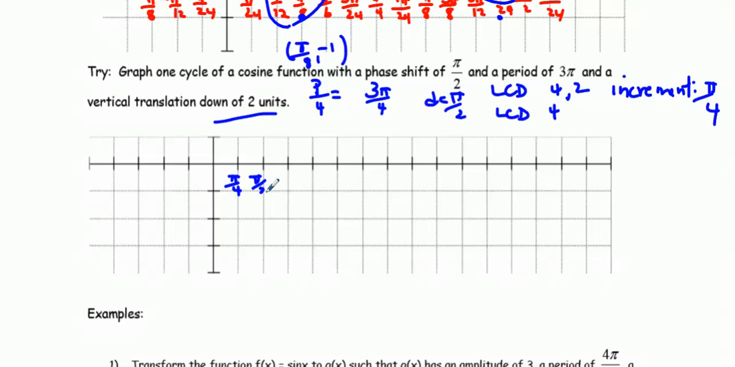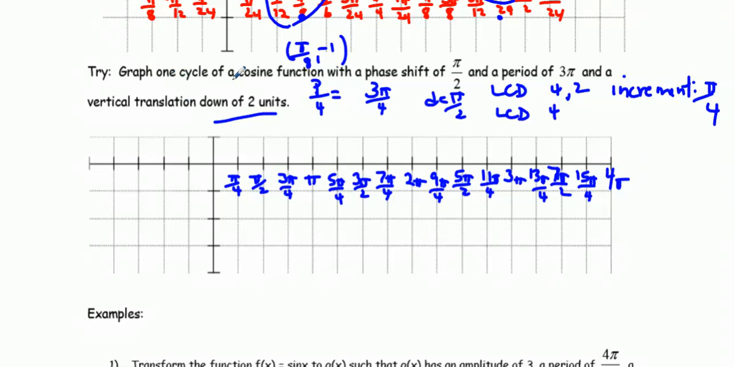pi by 2, 3 pi by 4, 4 pi by 4, 5 pi by 4, 6 pi by 4, 7 pi by 4, 8 pi by 4, 9 pi by 4, 10 pi by 4, 11 pi by 4, 12 pi by 4, 13 pi by 4, 14 pi by 4, 15 pi by 4, and 16 pi by 4. Okay.